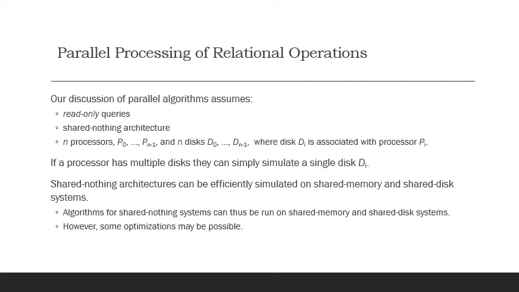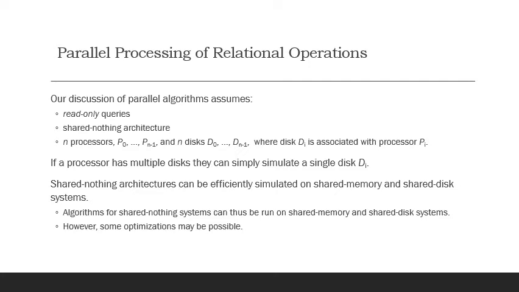Now let's see parallel processing of some relational operations in intra-operation parallelism. To simplify the presentation of the algorithms, we assume that there are n processes P0, P1, etc. to Pn-1 and n disks D0, D1, etc. to Dn-1, where disk Di is associated with processor Pi. A real system may have multiple disks per processor. It is not hard to extend the algorithms to allow multiple disks per processor. We simply allow Di to be a set of disks.